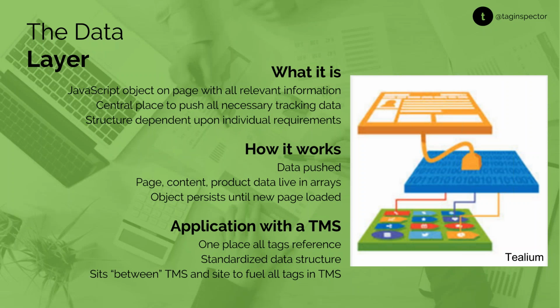So, hat tip to our friends at Helium, which is one of the tag management systems we will talk about for this visual, but it's really the best visual representation of a data layer. So what it is, it's an object that will sit on a page with all the relevant information: page information, user information, content information, product information, everything that you need to power the tags, the variables, the triggers, the firing rules, everything you have set up within your tag management system.